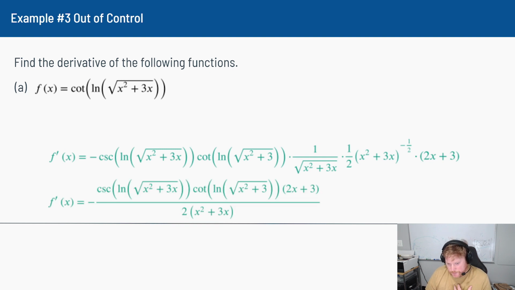In the next step, we're just cleaning things up. I like to write stuff without negative exponents where possible. If there was an opportunity to cancel things in the numerator and the denominator, I would. But in this case, there isn't. So my answer stays like this. Okay.